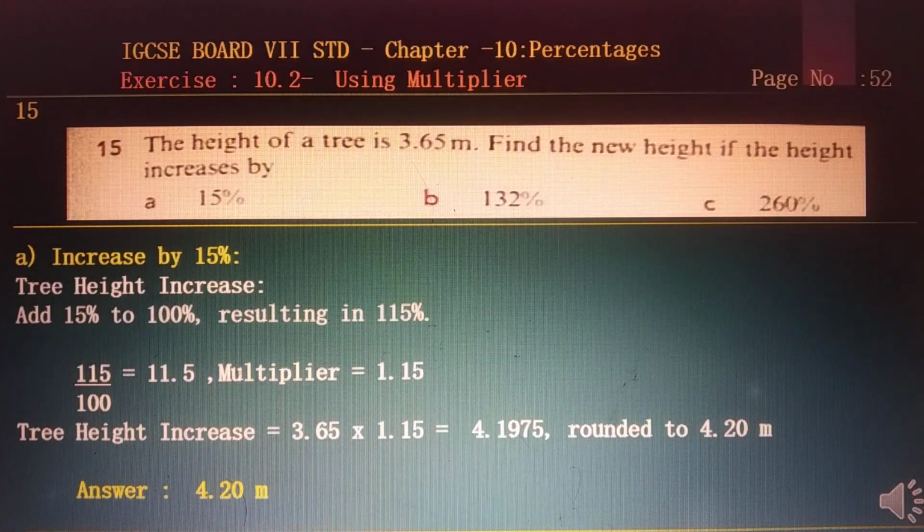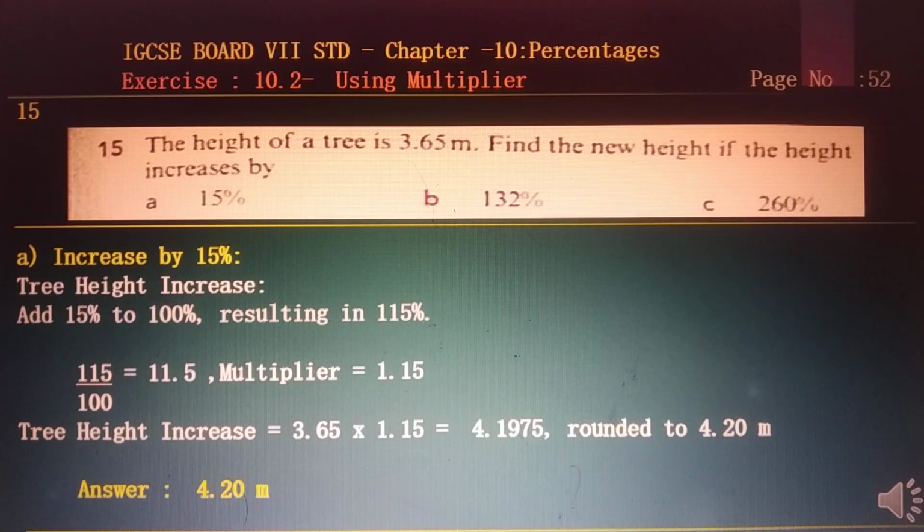Question number 15. The height of a tree is 3.65 meter. Find the new height if the height increases by 15%, 132% and 260%. The increase means add 15 plus 100, 115, and based on that multiplier 1.15 and 3.65 meter multiplied we are getting 4.1975. They rounded to 4.20 meter.